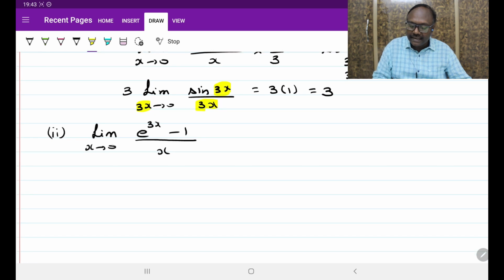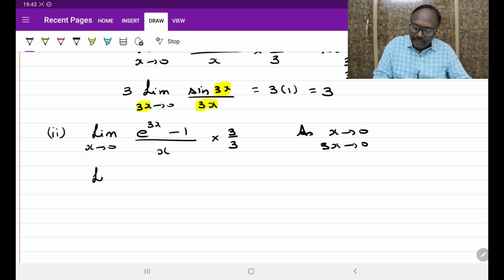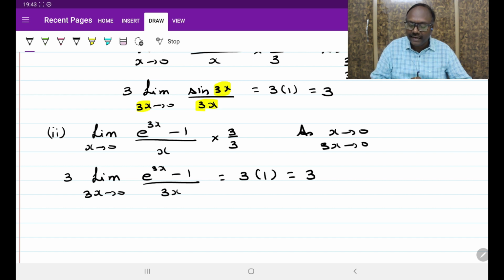So if you want to apply this identity, limit x tends to 0, e power 3x minus 1 by x, we have to ensure that the denominator is also same as the power of e. So multiply and divide with 3. And again, as x tends to 0, 3x tends to 0. So we get this as limit 3x tends to 0, e to the power of 3x minus 1 by 3x, and the numerator 3 can be written out of the limit, and this will be equal to 3 into 1, that's equal to 3. So this is how we can evaluate the limits using the identities.